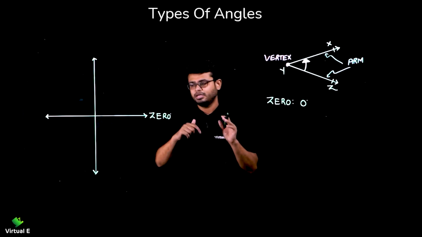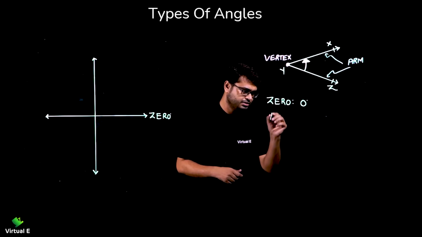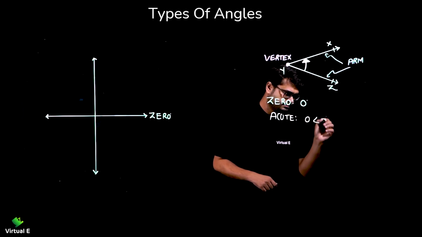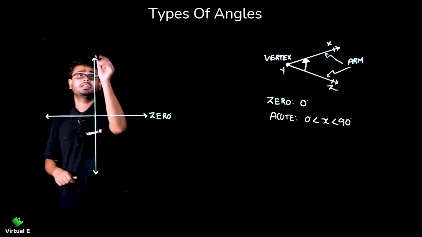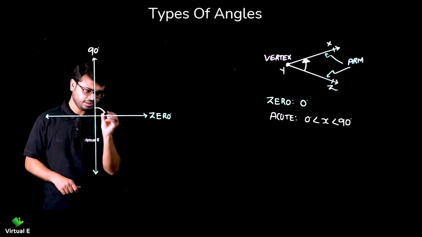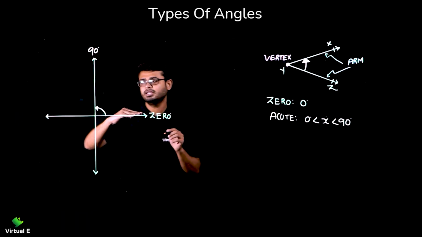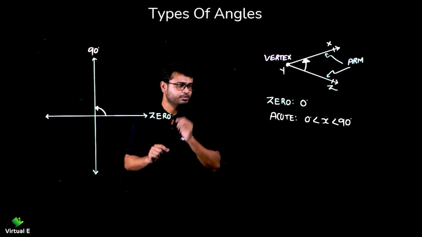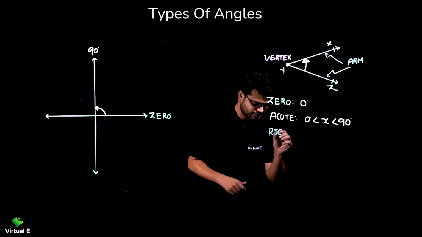Next, let's talk about the acute angle. Acute angle lies between 0 to 90 degree, right? Now if I say that this is 90 degree, so this area is for the what? Acute angle. Zero angle, then the space between 90 degree and zero angle will be what? Acute angle.